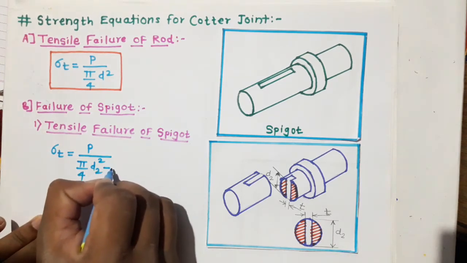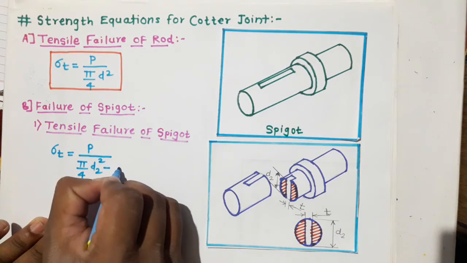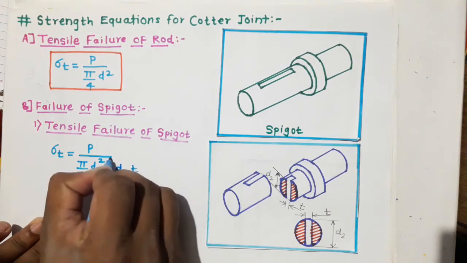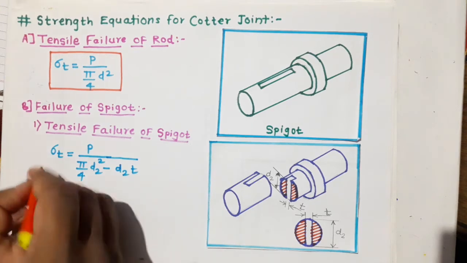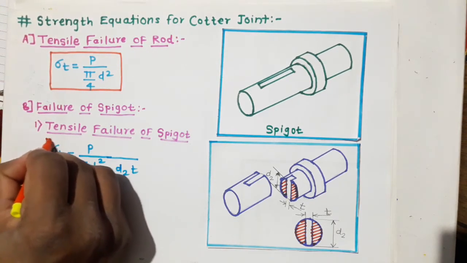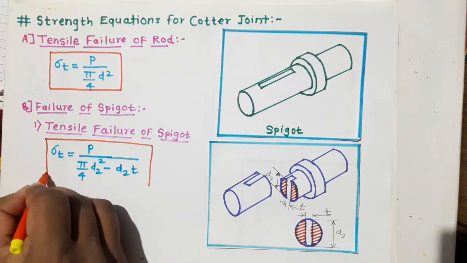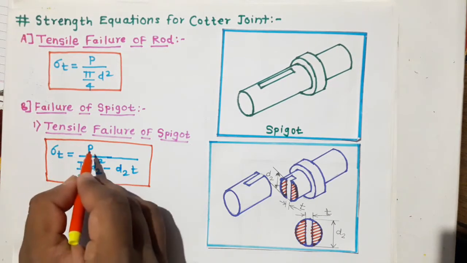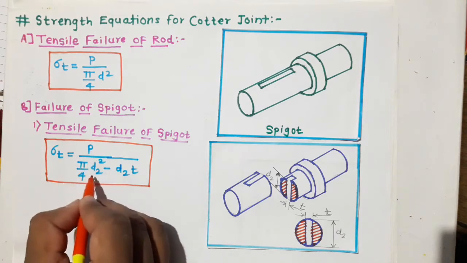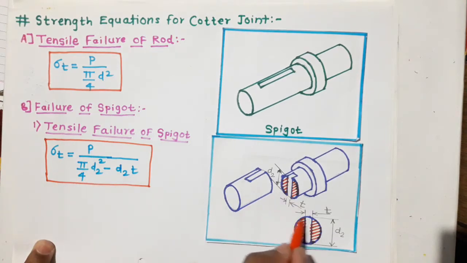So the area of the rectangle we have to subtract from this area of circle, and the area of the rectangle is d2 into t. And this is the equation of tensile stress induced in the spigot, where sigma t is the tensile stress induced in the spigot, P is the force applied, d2 is the diameter of this spigot, and t is the thickness of this slot which is present in the spigot.